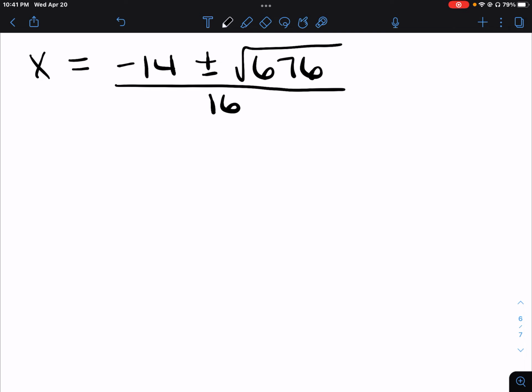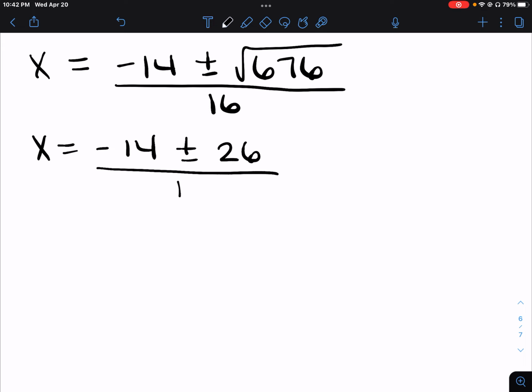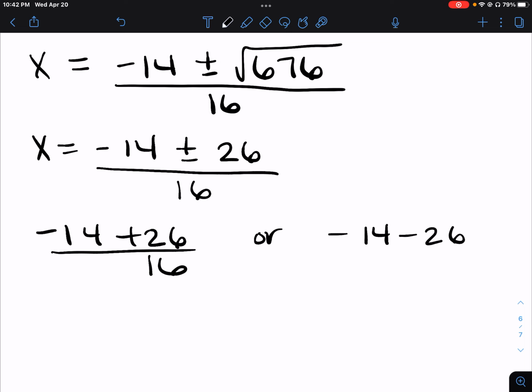Okay, square root of 676 is 26. Okay, we get our two answers by saying plus 26 or minus 26.